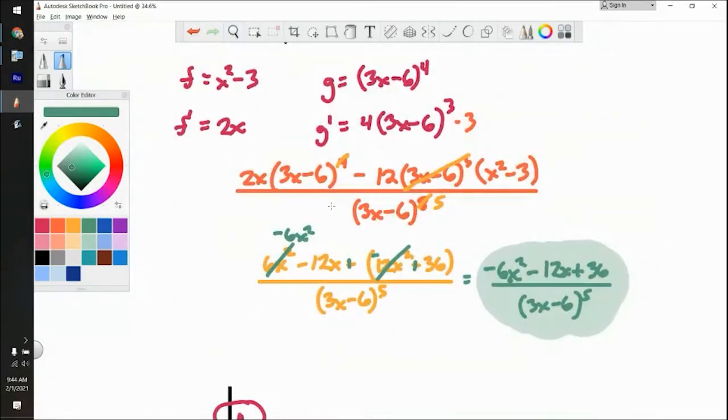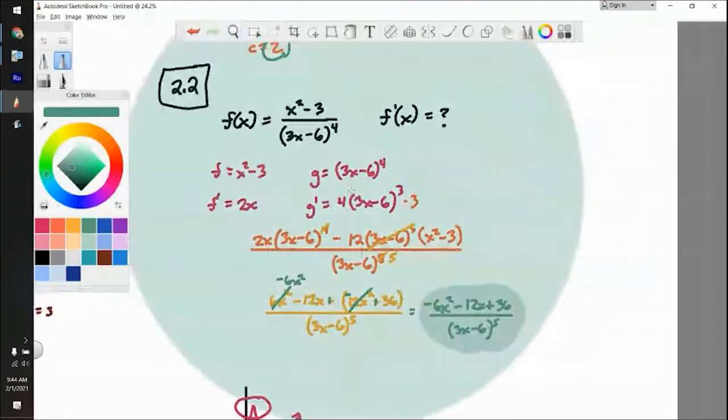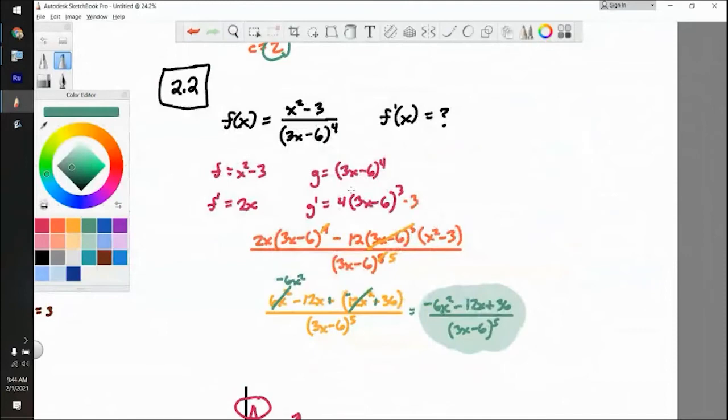Cool. Again, if you got the orange, I'm happy with that. I just kind of want to throw all the rules at you at once. Generally speaking, if you can do quotient rule, you can do product rule, so I'd rather give you the harder of the two. Are there any questions on what I did there? So, okay, that's a lot of 2.2.